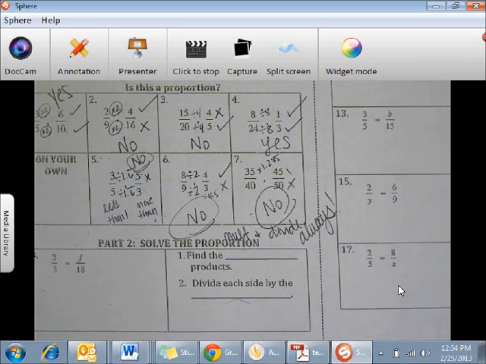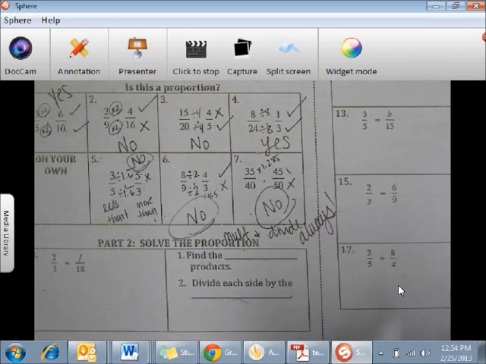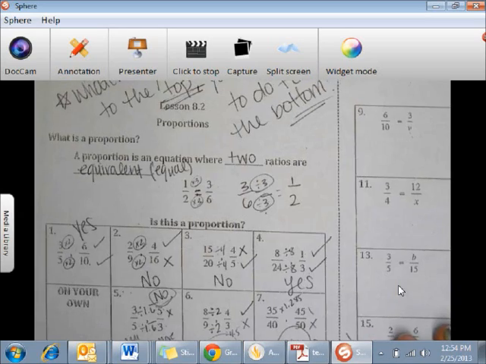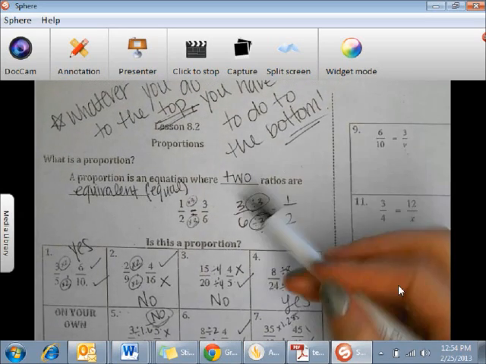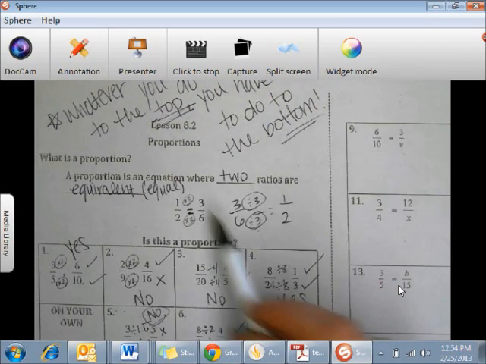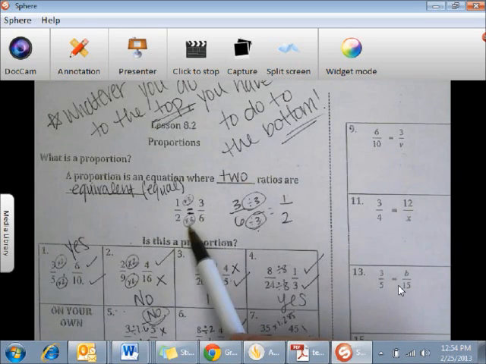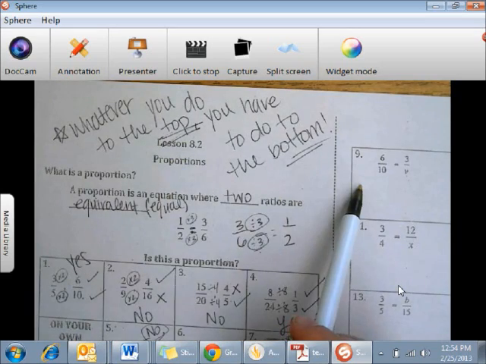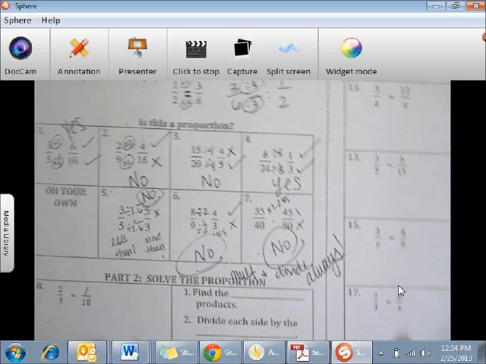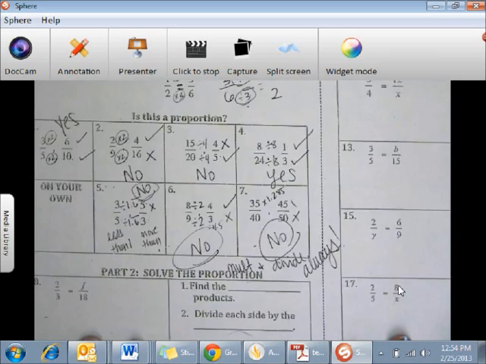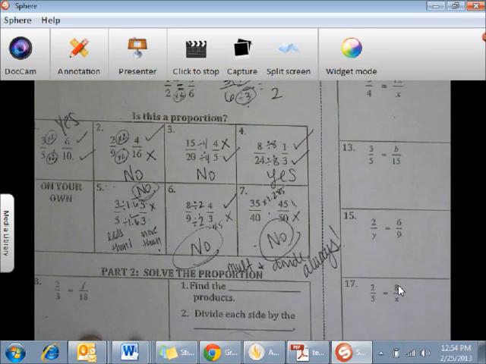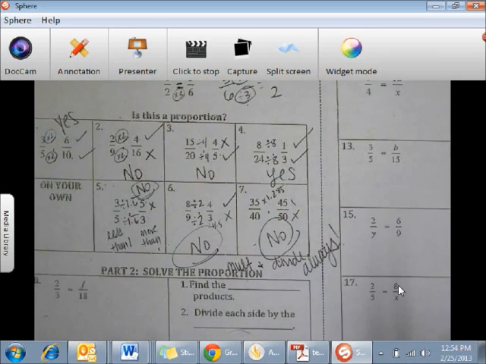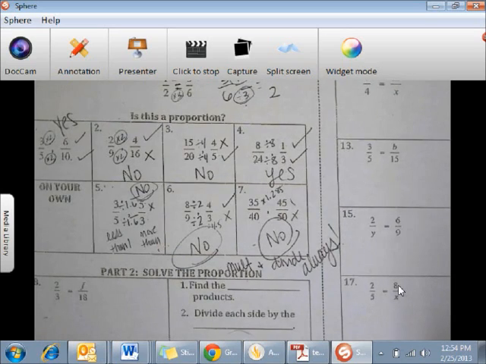Okay, so the next thing we're going to do is, we know what a proportion is now. We've talked about that it's two ratios that are equivalent, 1/3 and 3/6, because we multiplied by 3 on each side, and we know that whatever we do to the top, we have to do to the bottom. We went through and we saw if they were proportions or not. And another way we can do this is we can solve the proportion.